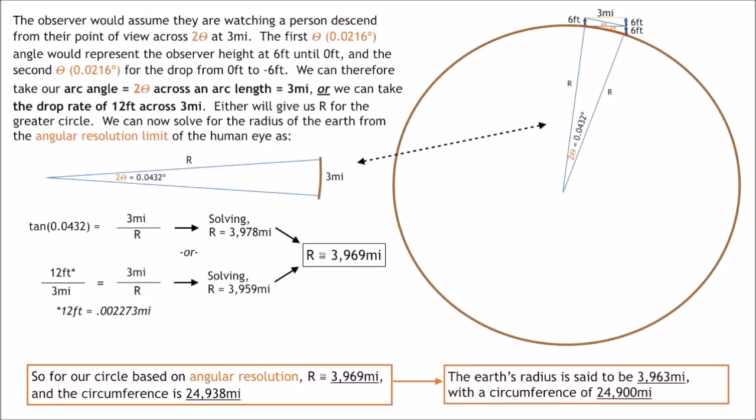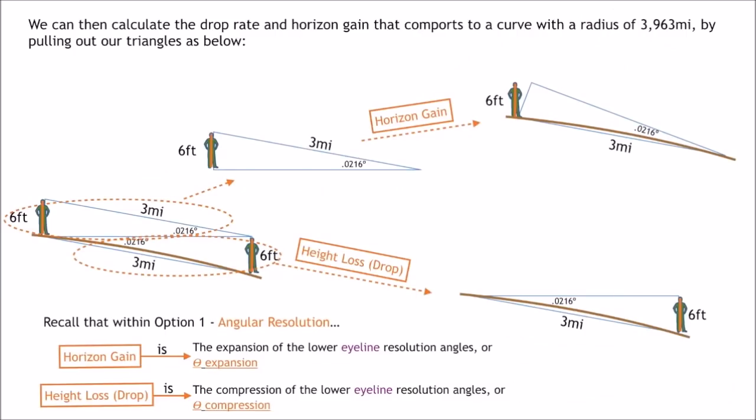So for our circle based on the angular resolution limit of the human eye, we can calculate a radius of 3,969 miles, and the circumference then comes out to 24,938 miles. And coincidentally or not, the Earth's radius is said to be 3,963 miles with a circumference of 24,900 miles. We can then calculate the drop rate and horizon gain that comports to a curve with the radius of 3,963 miles by pulling out our triangles as below.